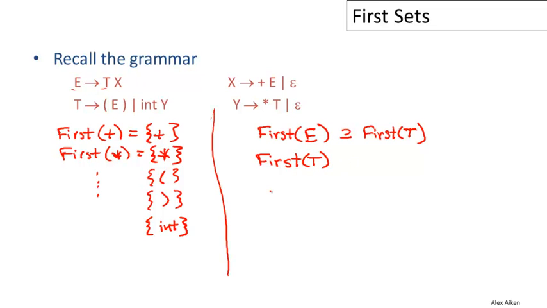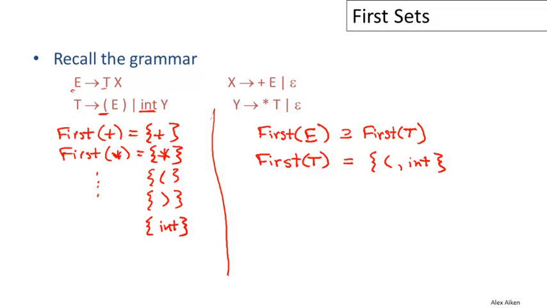Now, the first of T is actually pretty easy because if we look at the productions for T, we can see that they produce terminals in the first position. All right, so the only possibilities in the first of T are open paren and int. And since there are only two productions for T and both of them have a terminal in the very first position, there's no other terminal symbols that could be produced in the first position by T. So we can just read off the first of T directly from the grammar. And it's the open paren and int.